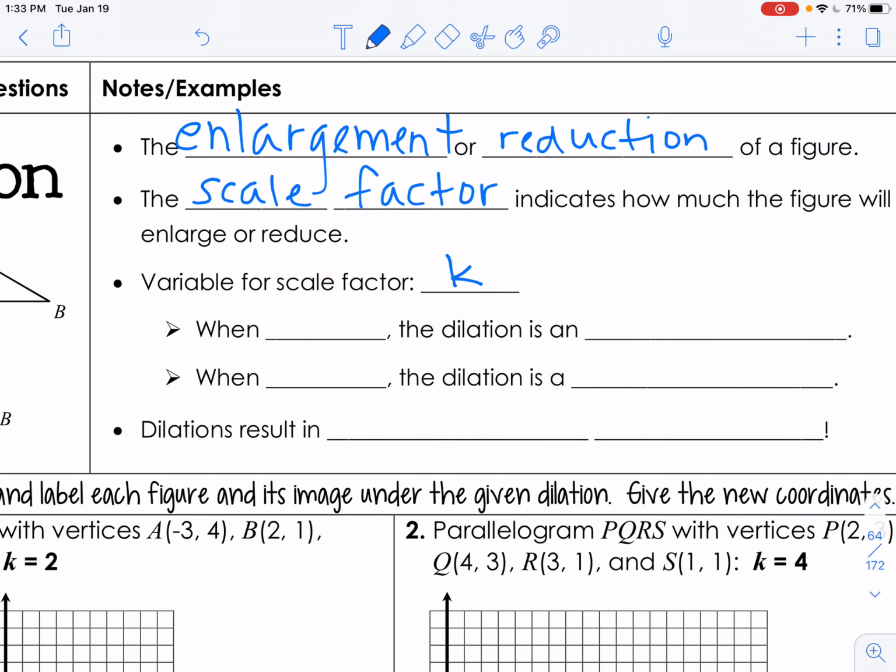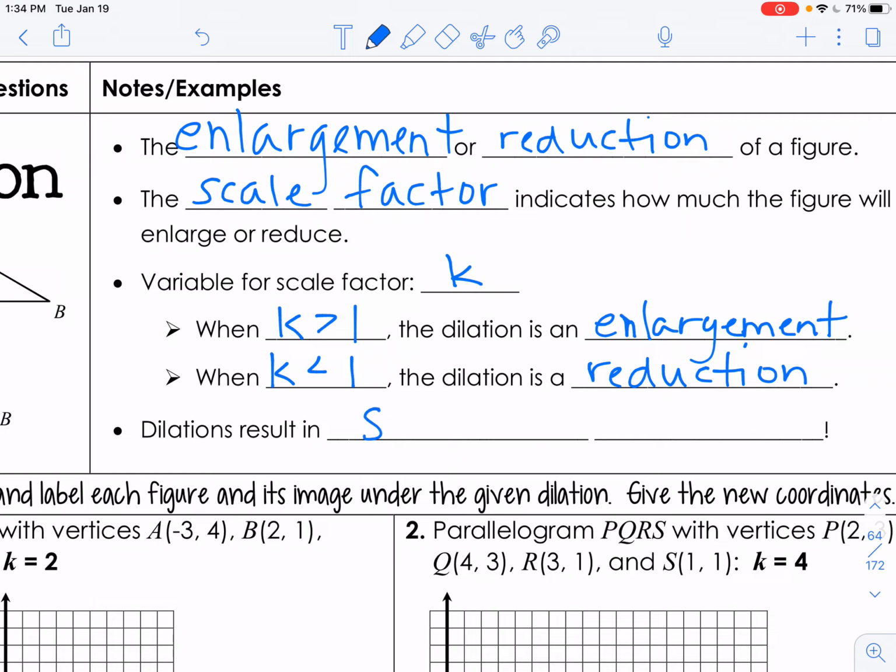So if your K is greater than 1, the dilation is going to be an enlargement. It's going to get bigger. So anything larger than 1 will give you a bigger object, so that's an enlargement. But if your scale factor, if your K is less than 1, the dilation will result in a reduction. It's going to get smaller. And that's what we learned yesterday in our investigation of triangles. So when you're multiplying by a number greater than 1, it's going to get bigger. When you multiply by a number less than 1, it's going to get smaller. And if you multiply by 1, it stays the exact same.